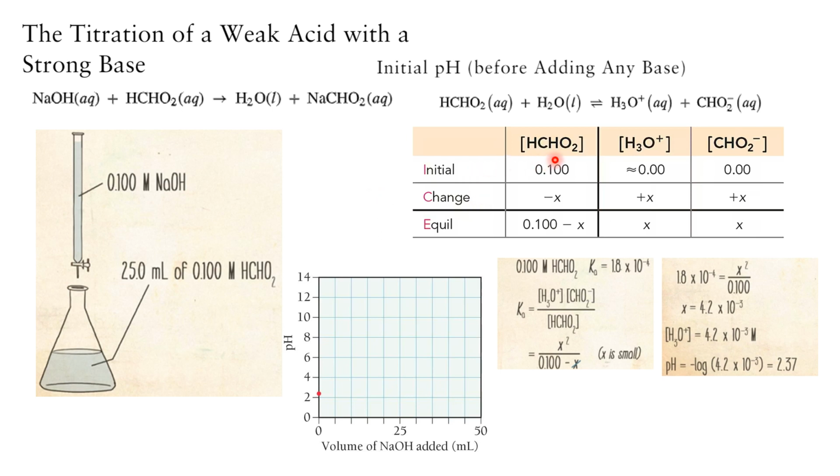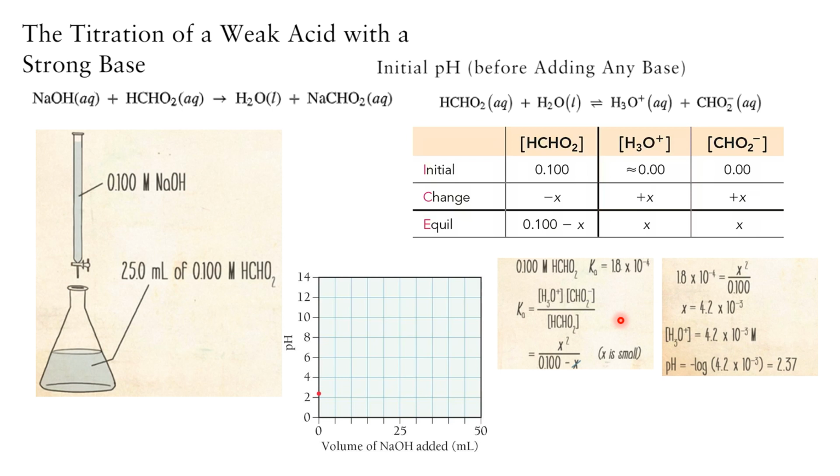Here it is. This is just me showing the dissociation of our weak acid. We started with 0.100 molarity. We have initially 0 of H plus and conjugate base. Here's our change. Here's our equilibrium concentrations. We've seen this many times before. You can solve for this.